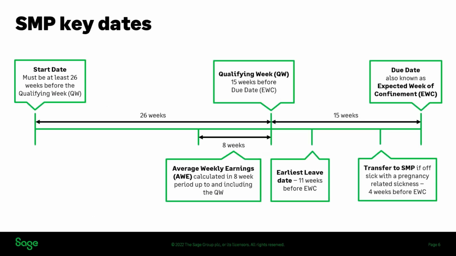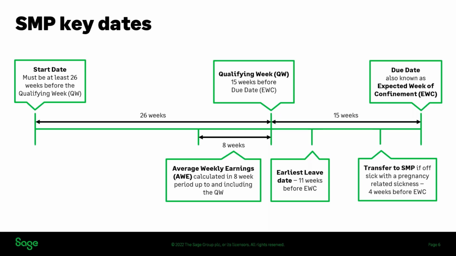So before we go on to entering the details, I just wanted to show you a timeline illustrating some of the key dates involved in SMP and SPP calculations. Over on the right-hand side of the timeline is the due date of the baby, also known as the expected week of confinement, EWC. And 15 weeks before that date is what's known as the qualifying week. This is key when it comes to calculating average earnings, as it's the 8-week set period prior to the qualifying week, which is used to take that average, which determines the higher rate.